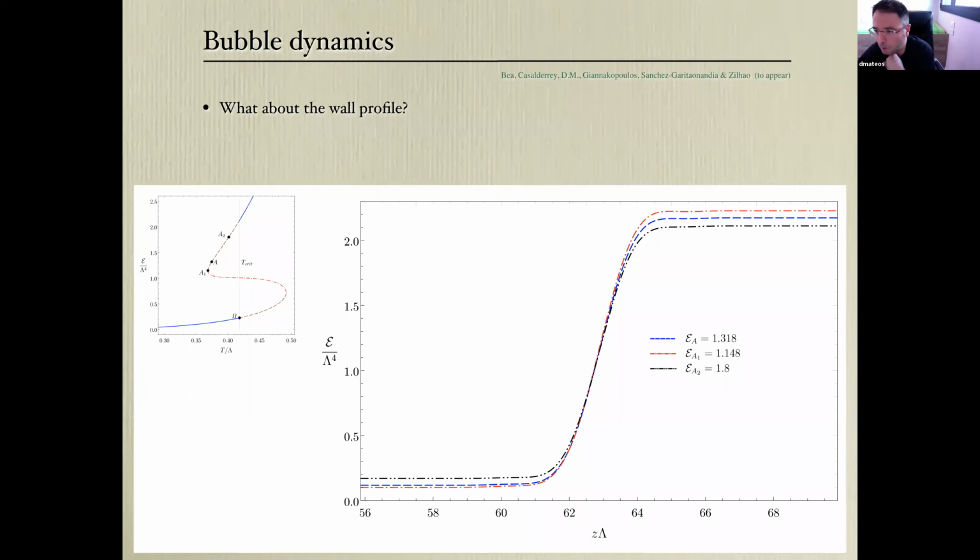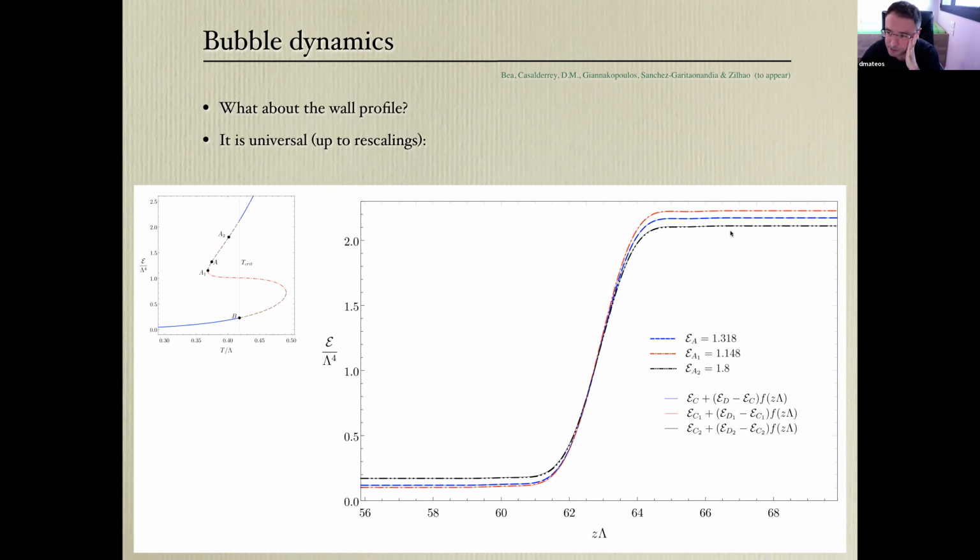Now, what about the wall profile? How does the wall profile depend on the nucleation temperature? In principle, you could think, and it's correct, that you get a different wall profile. For example, for these three different points, A, A1, and A2, these are the three different profiles that you get. But one thing that's remarkable is that all of these profiles are given exactly by the same function up to a rescaling. So there's a universal function, which depends on the theory only and not on the nucleation temperature, this F, such that by a simple rescaling and a shift, it describes perfectly well all these different profiles. This I find surprising. And it points to some sort of universality of the wall profile up to these simple rescalings. Universality meaning that it is a property of the theory, just like the interface between two phases.